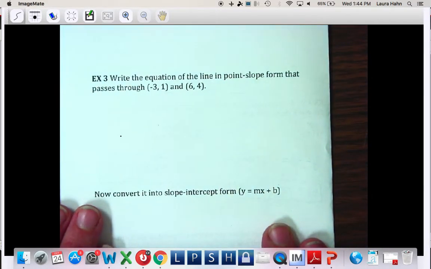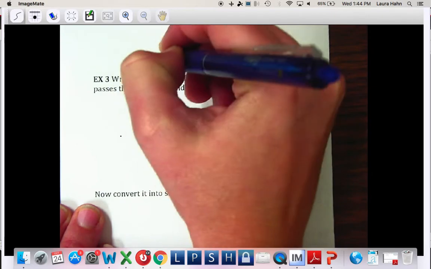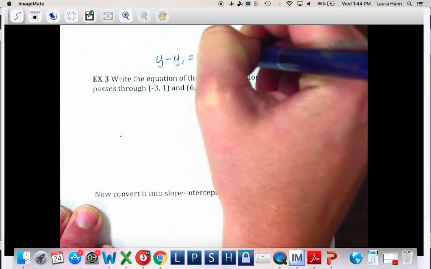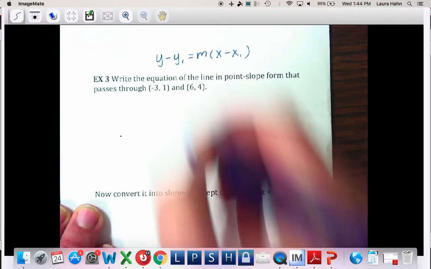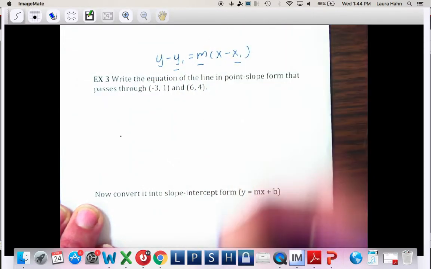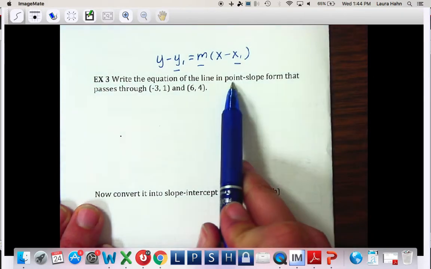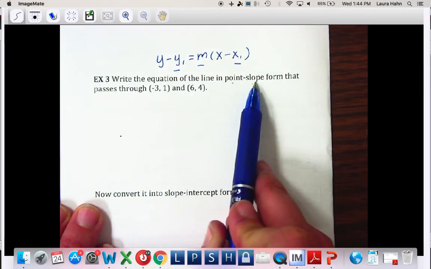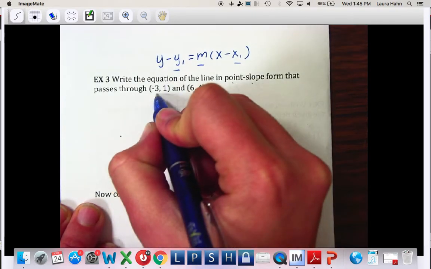Okay, example 3 wants me to write the equation in point slope form. So remember, that's y minus y1 equals m times x minus x1. And I'm going to plug in for y1, m, and x1. So if point slope, I need a point and I need the slope. Well, I have 2 points, so that's covered. I do not have the slope, so I'm going to use my 2 points to find it.